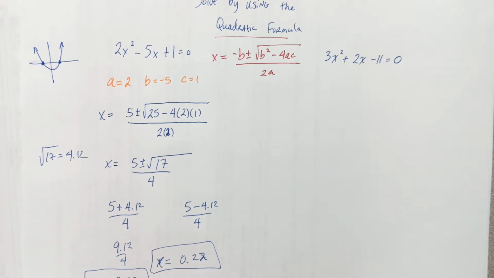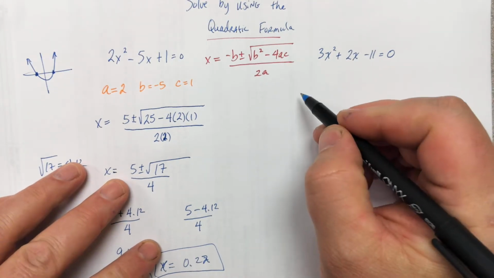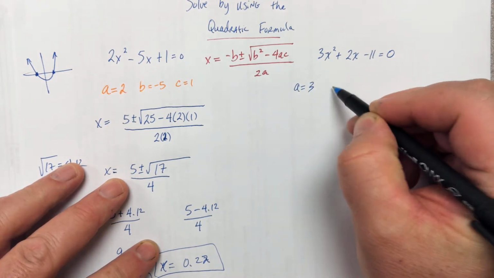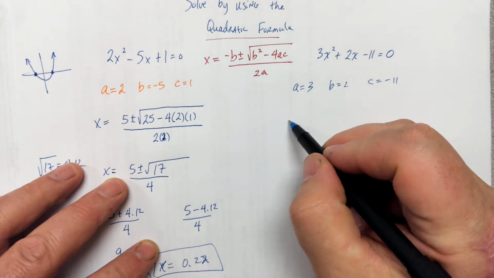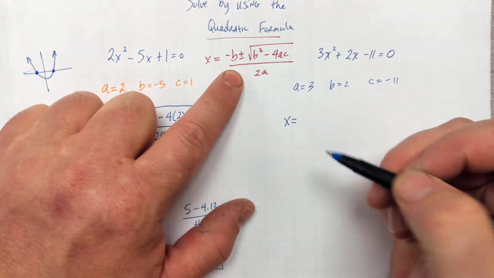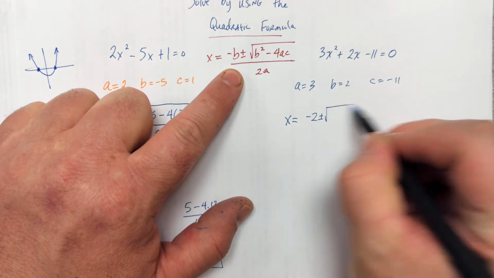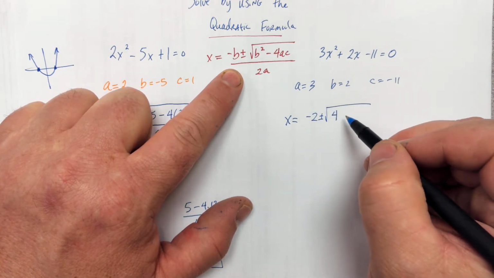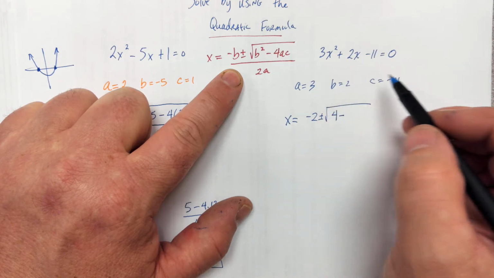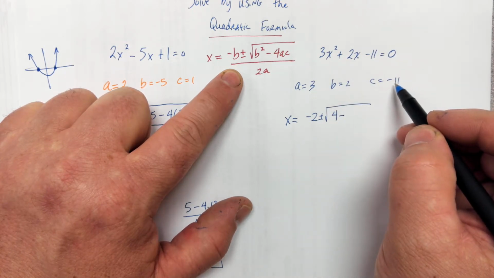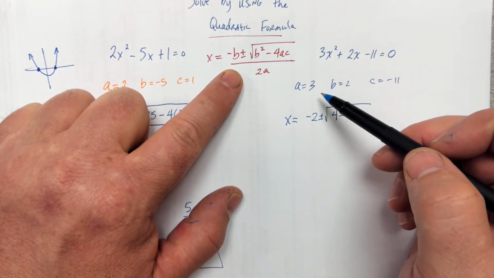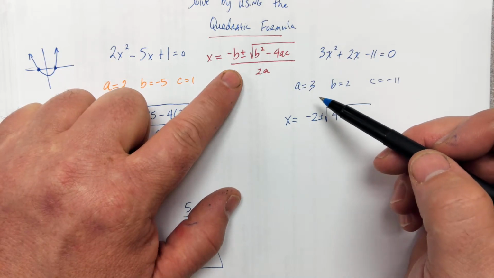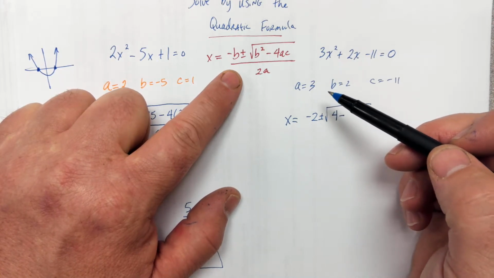So this next one turns out to be, well, not so bad. We can do this too. So A is 3, B is 2, C is negative 11. Right? So x equals, I already have it written right there, so I'm just going to go minus 2 plus or minus the square root of 4, and then minus 4 times 3 times 11. 4 times 3 is 12, right? Then 12 times 11 is 132. Yeah, 132.